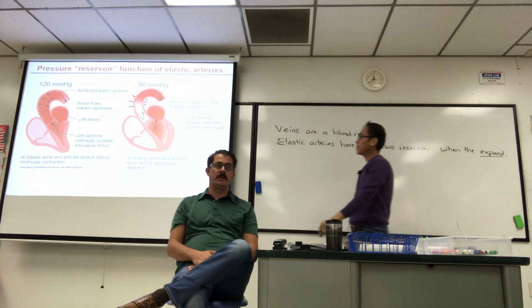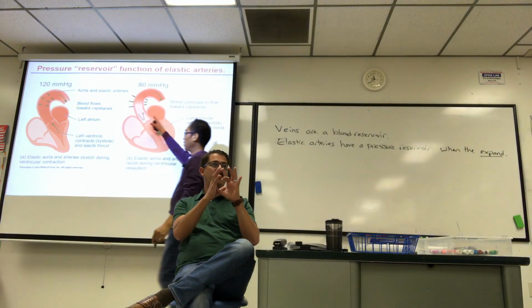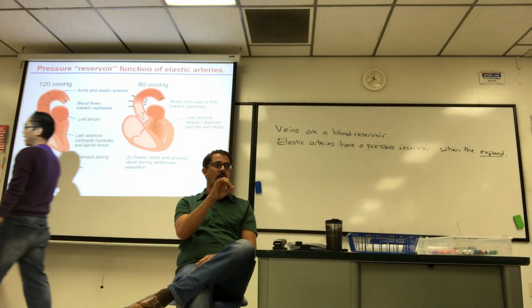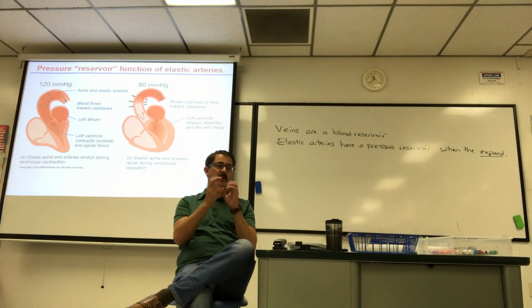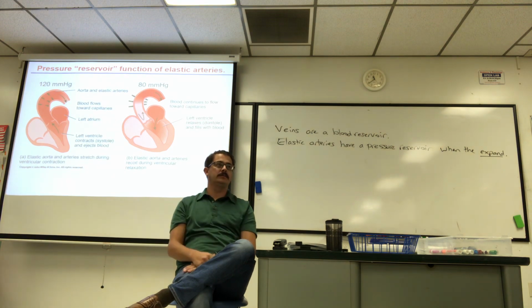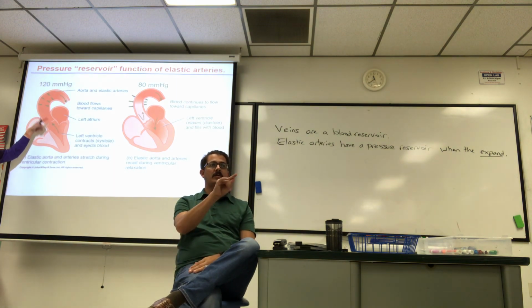Because when you expand, then you can recoil. And that's the reservoir. You're using that, the pressure stored when you expand in systole, shown on the left. You expand and blood opens the valve and you push blood forward.